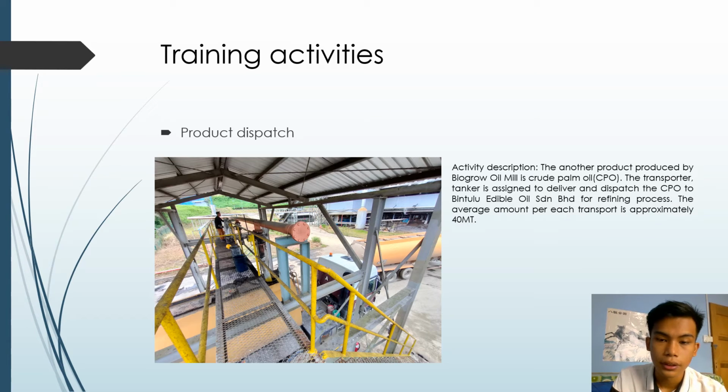Next, another product produced by Bagro Oil Mill is pure palm oil, which is CPO. So the transporter, usually called a tanker, is assigned to deliver and dispatch the CPO to Bintulu Edible Oil Western Brand as well for the refining process. The average amount per each transport is approximately 4 metric ton.